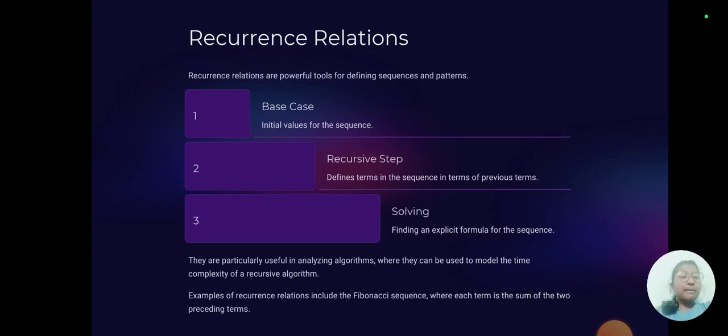They are particularly useful in analyzing algorithms, where they can be used to model the time complexity of a recursive algorithm. An example of a recurrence relation is the Fibonacci series, where each term is the sum of the two preceding terms.